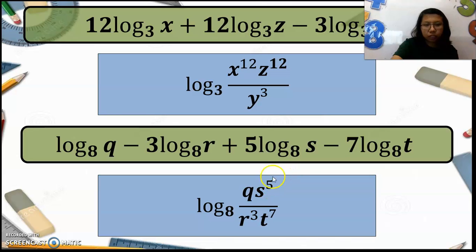5 logarithm of s to the base of 8, because it's addition, therefore we need to multiply it on the top. And then minus, so it will be on the denominator. So 7 and then logarithm of t to the base of 8. So t raised to 7, so it will be like this. Okay? So again, for addition or plus, it will be multiplication on the numerator, and then for the minus or subtraction, it will be placed on the denominator. Okay.